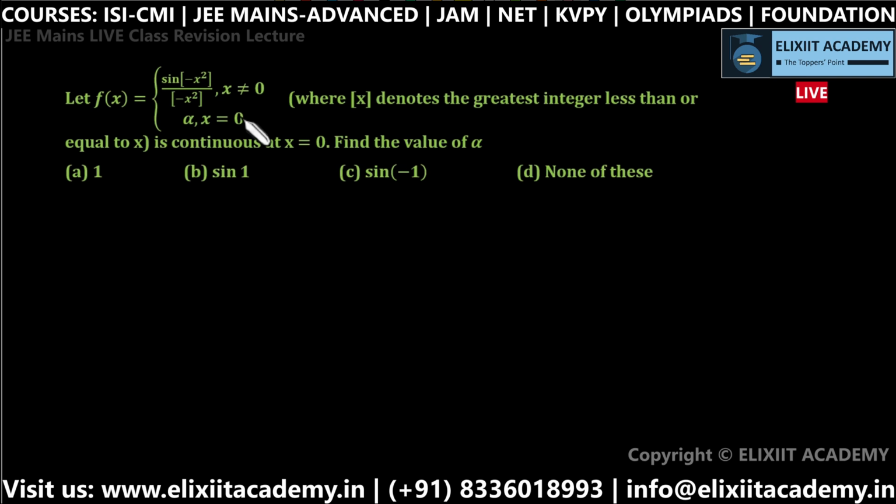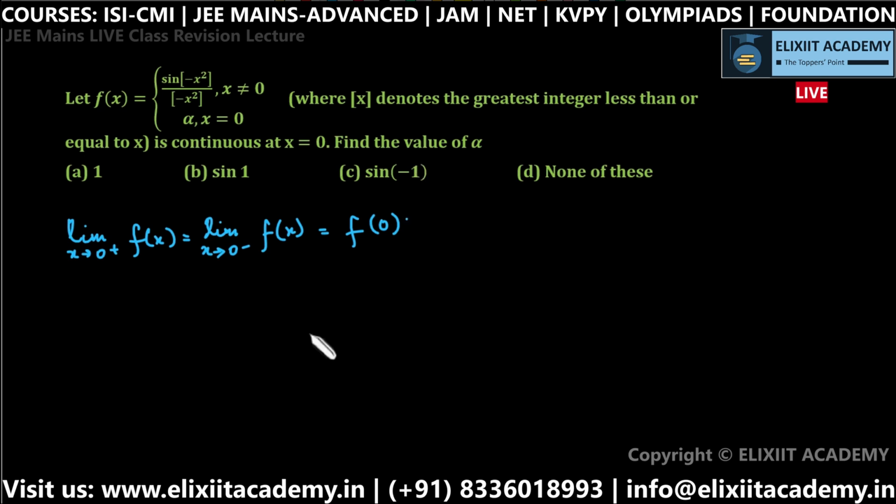Now it is mentioned that this function is already continuous at x equals 0. So we apply the definition of continuity and then simply solve this. You know that if a function is continuous, then the left hand limit, right hand limit, and the function value at that point are equal. Which means limit x tends to 0 plus f(x) equals limit x tends to 0 minus f(x) equals f(0). Because this is continuous at x equals 0, that's why we are considering the left hand limit, the right hand limit, and the function value at x equals 0.